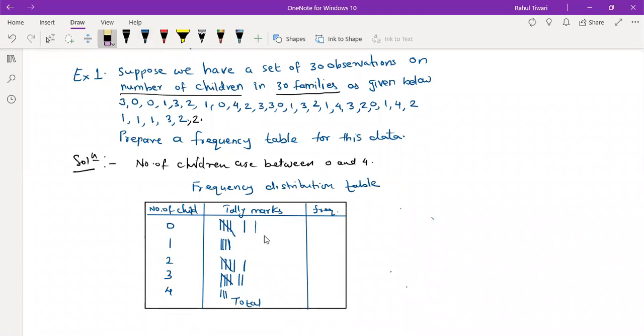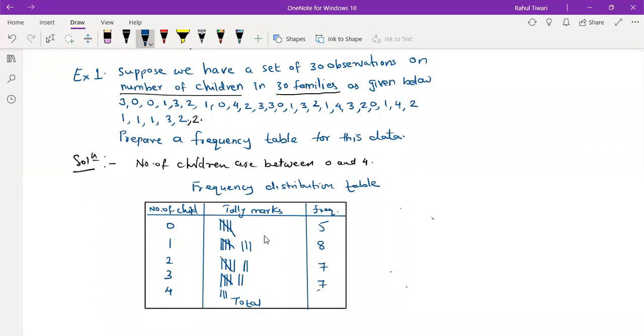Is that 0 is 5? Yes, sir, 5. Okay. Then 1 is how many times? 8 times. Correct. So 2 is 7, 3 is 7. So this is 8. This is 5. This is 7, 7, 3. Yes, 7, 7, 3.